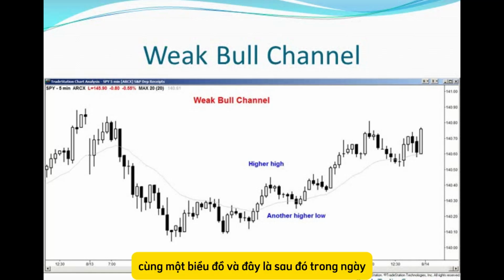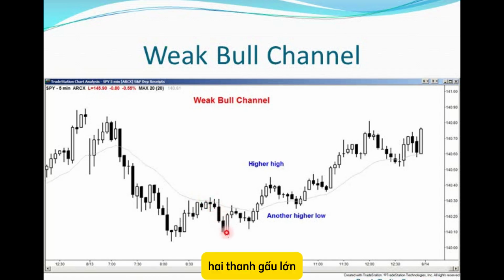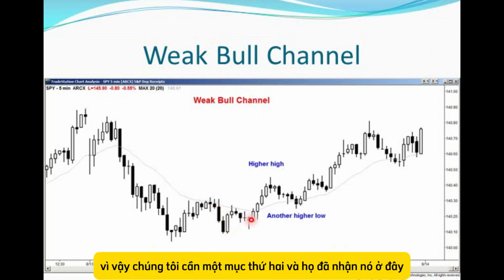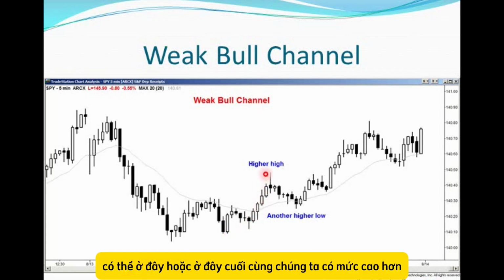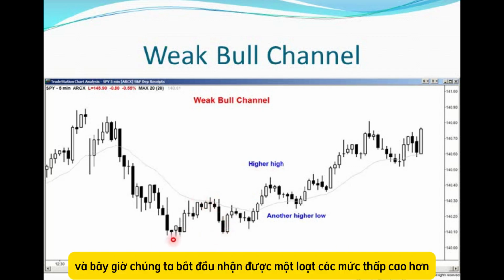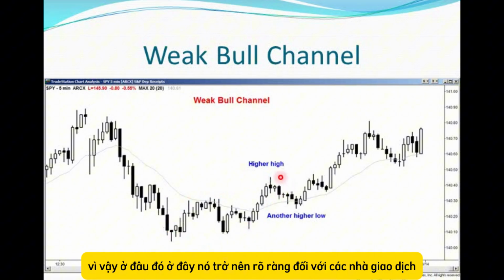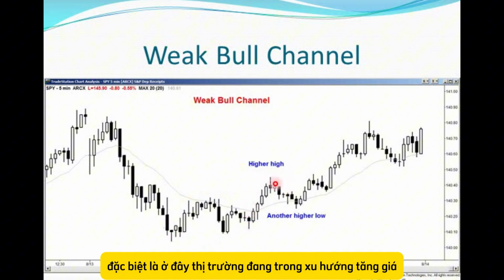Same chart, and this is later in the day, and you can see what happened. We had the bear channel, the trend line break, the 2-bar reversal for the higher low, 2 big bear bars, so we needed a second entry, and they got it here. The market went always in long during this series of bull bars, maybe here or here. We finally have a higher high, and now we're starting to get a series of higher lows. So somewhere in here, it became clear to traders, especially here, that the market was in a bull trend.